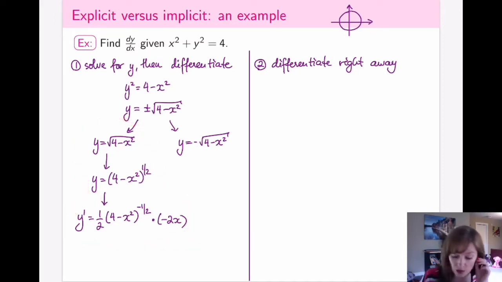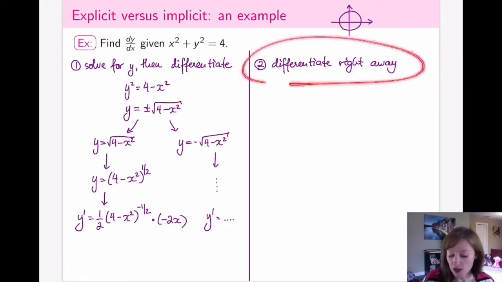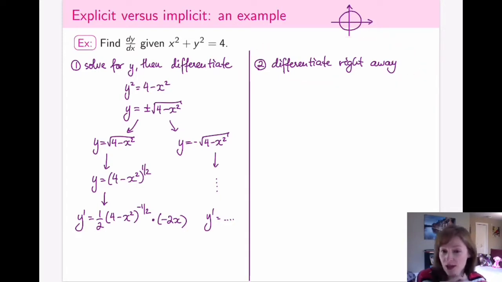So this is just the derivative of the top half of the circle. I still have to do the exact same thing for the bottom half of the circle to produce the derivative there. And this is generally going to be the issue with the solving method: sometimes there's going to be more than one expression for the derivative as the answer.